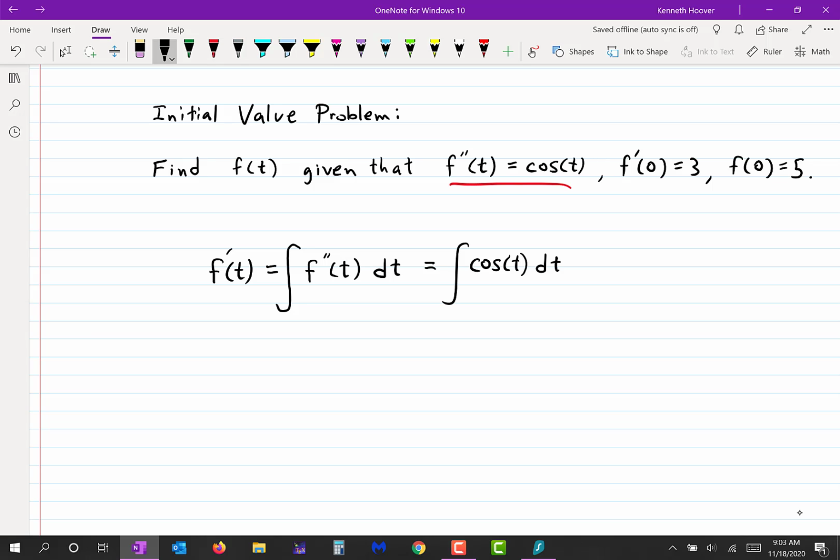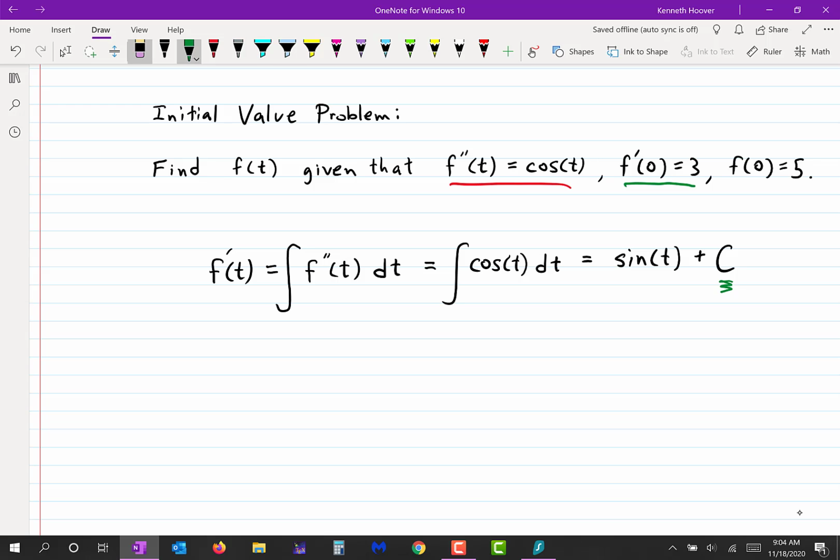What's the integral of cosine? Remember, it is sine. So f prime of t equals sine of t plus some constant. Now, you use this information to figure out what constant must go here, because I'm looking for a specific function here, not infinitely many functions.